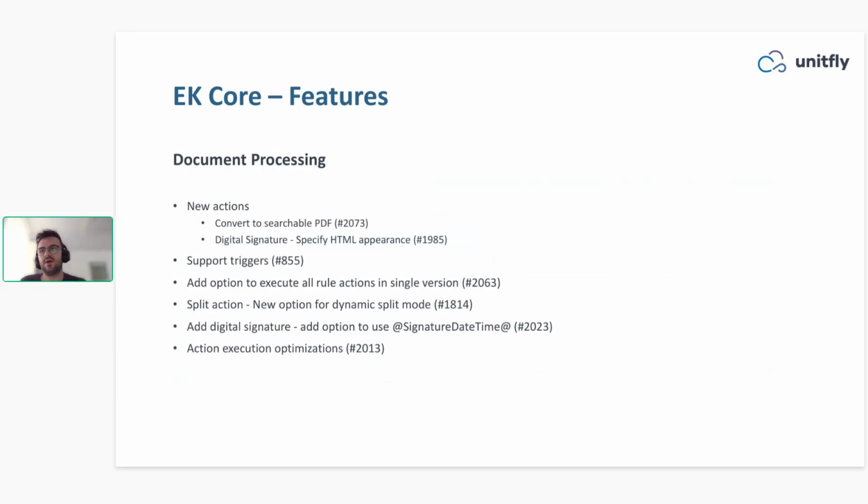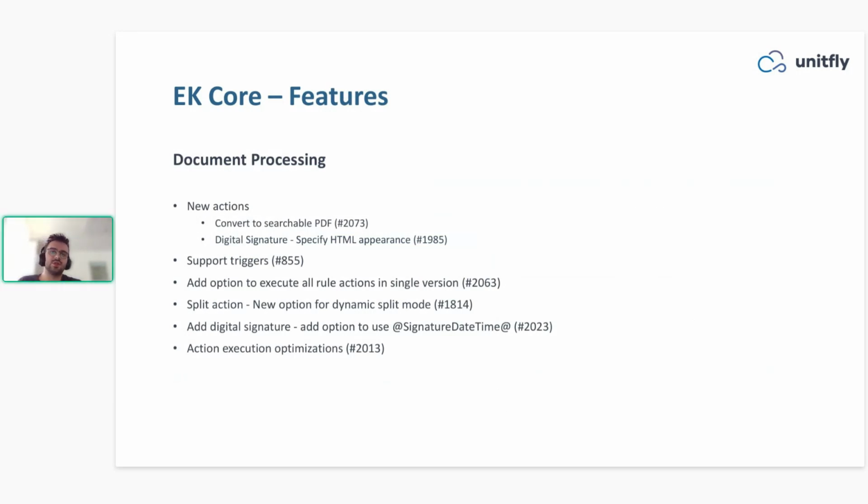So if you have your private key, maybe in the vault or stored on the disk, you can reference that private key and it will make a digital signature. And you can specify appearance of that digital signature on your PDF documents with HTML. So anything that can be rendered in HTML can be visualized in form of a digital signature on the PDF.